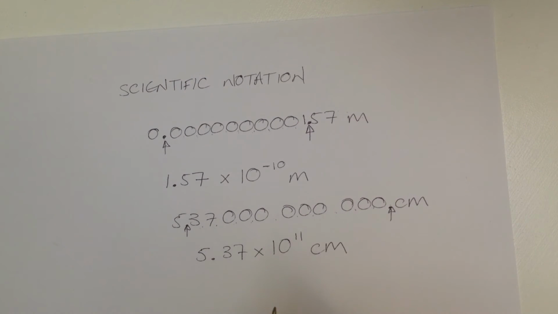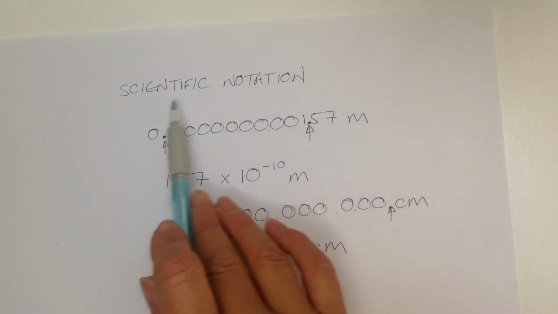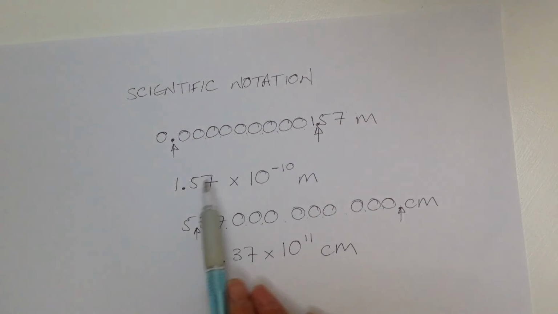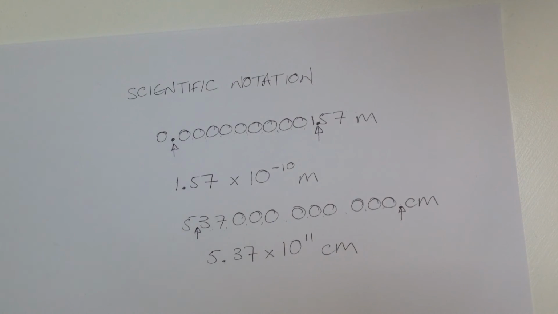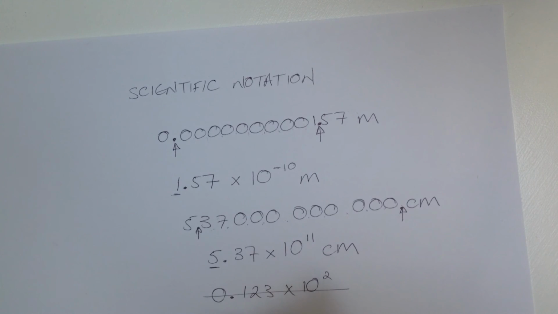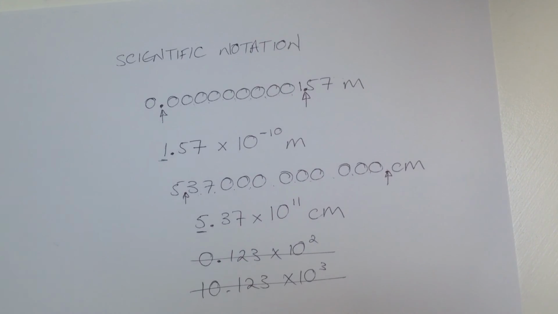So my little tip is, if your original number is less than 1, then your exponent will be negative. If your original number is greater than 1, then your exponent will be positive. And notice the coefficient should always have a first digit between 1 and 9. I never want to see 0 point something, like 0.123 times 10 to the 2. I don't want to see that. And I don't want to see anything greater than 9, so I don't want to see 10.123 times 10 to the 3. By convention, the coefficient should always be between 1 and 9.